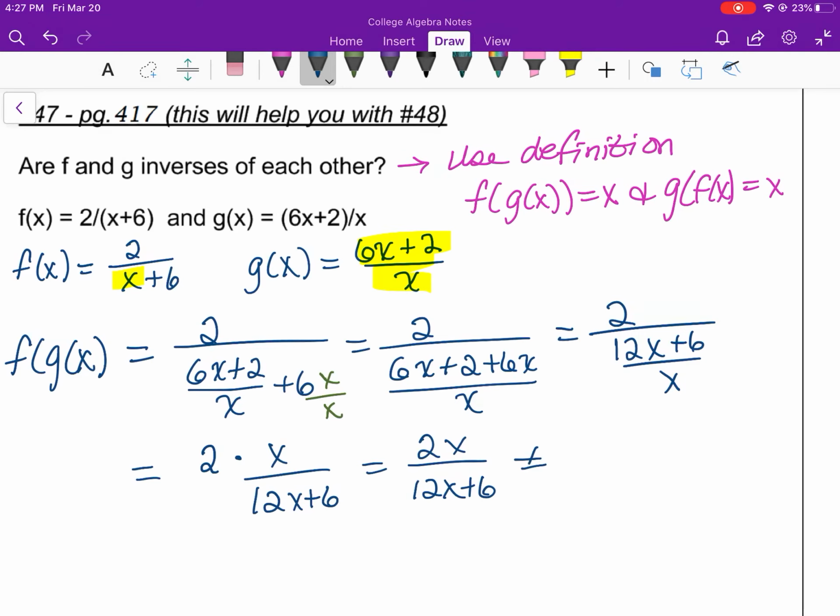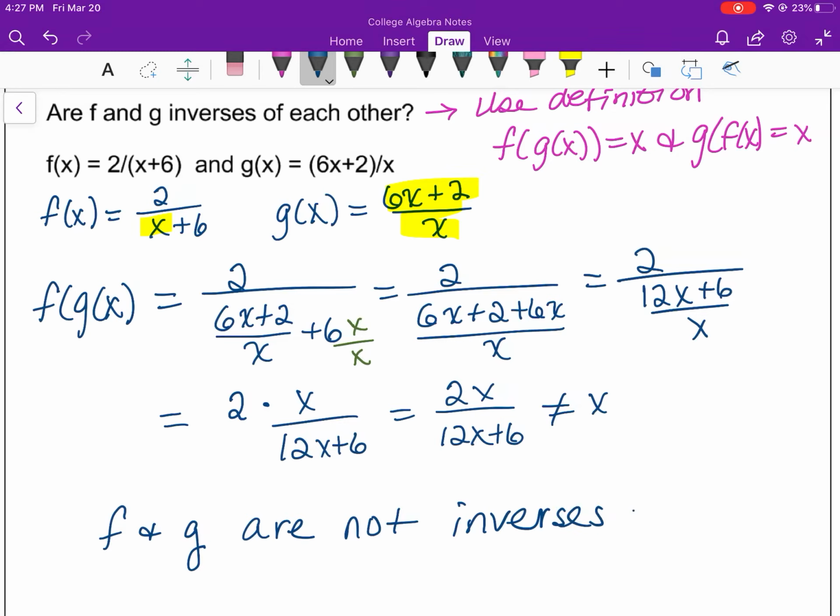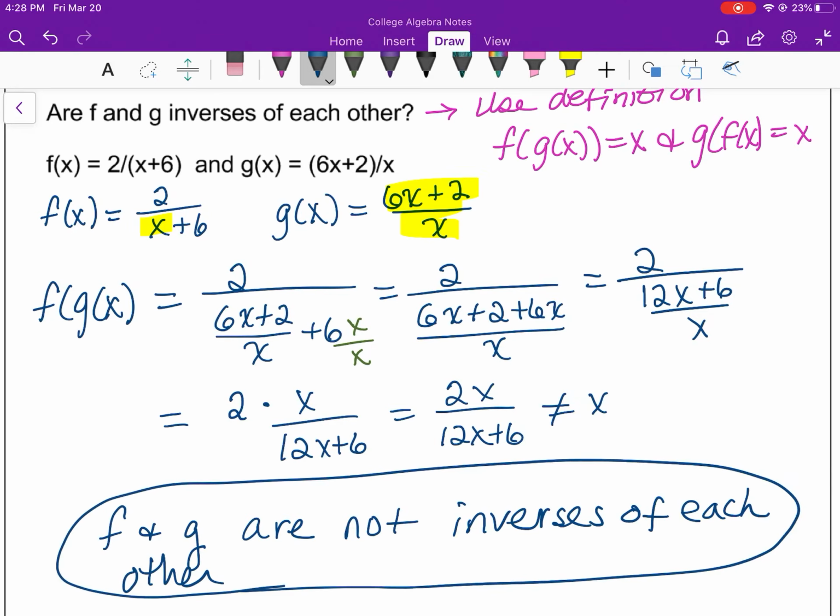Now I don't need to go any further. That is not x. So I can just say that f and g are not inverses of each other. And that takes care of that problem.